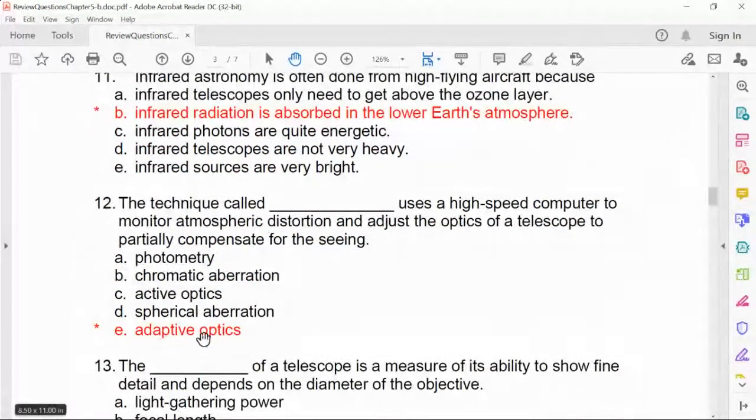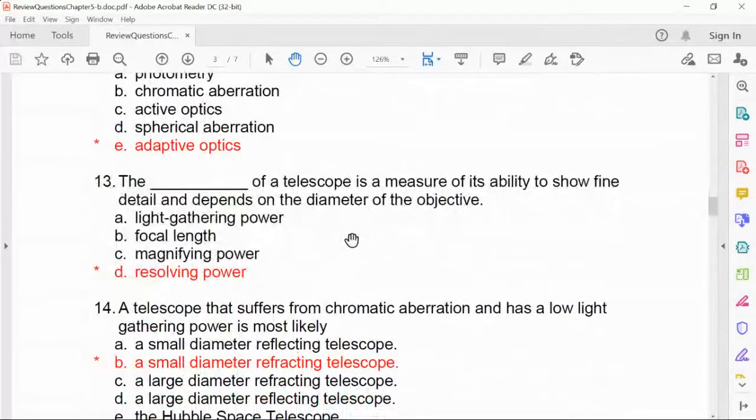12. The technique called adaptive optics uses a high-speed computer to monitor the atmospheric distortion and adjust the optics of a telescope to partially compensate for the seeing. So even on a bad night and so on, you still can carry on with observation.